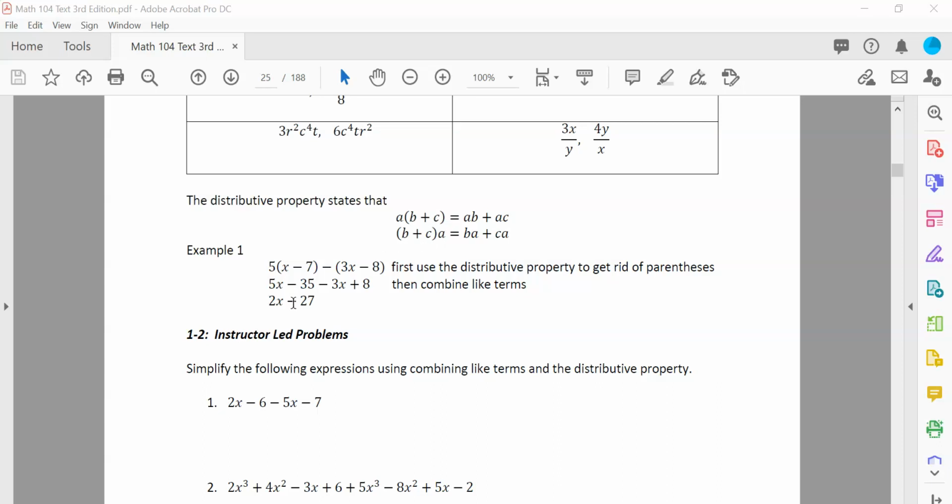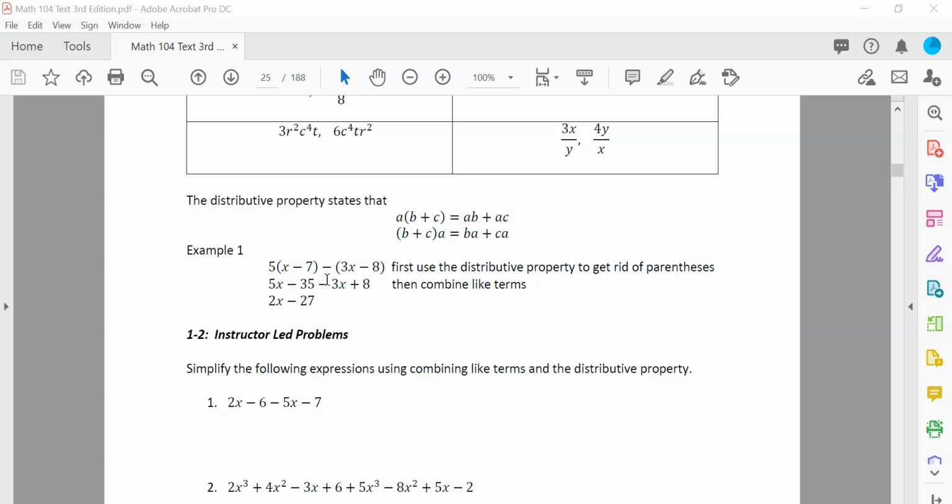So here's how it works. If we're going to simplify 5 times the quantity x minus 7 minus the quantity 3x minus 8, what I can do is utilize the distributive property. Now, in this case, the 5 would multiply times the x. 5 times x is just 5x. 5 times a minus 7 is a minus 35.